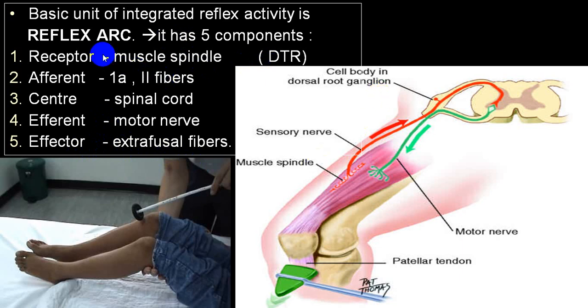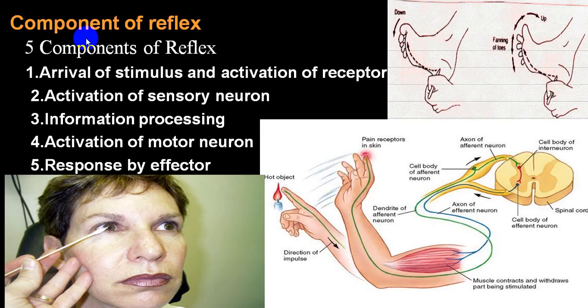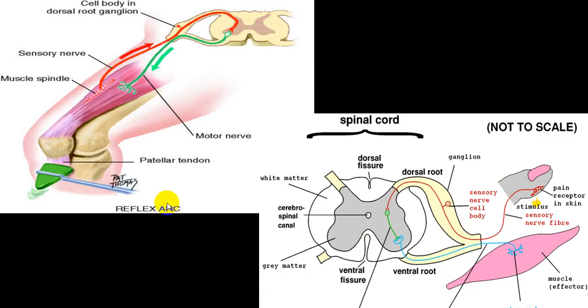If you replace this muscle spindle receptor by a skin receptor, it becomes superficial reflex. Component of superficial reflex: receptor, activation of sensory neuron, informing processes, activation of motor neuron, and response by an effector. So that will be regarding a superficial reflex. And you have got one interneuron at the level of spinal cord. So we call that as a polysynaptic reflex. So deep tendon reflex is monosynaptic, while superficial reflex is polysynaptic.